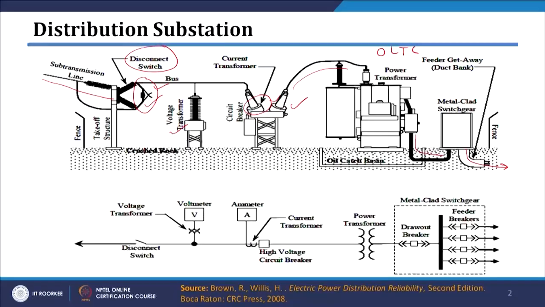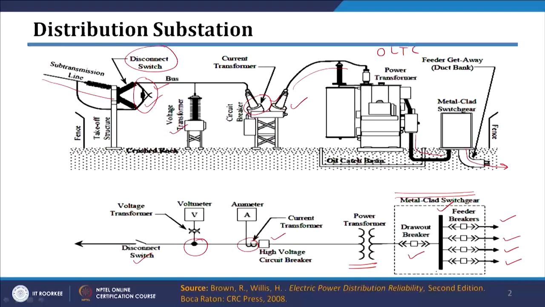If you see the schematic diagram or one line diagram of this particular distribution substation, all the components like the disconnect switch are shown here, then there is the voltage transformer, then the current transformer. The circuit breaker will be shown by a small square box, then there is the power transformer, and then components of metal clad switchgear are shown in this particular dotted box, and this particular arrangement is called a single bus bar single breaker arrangement.